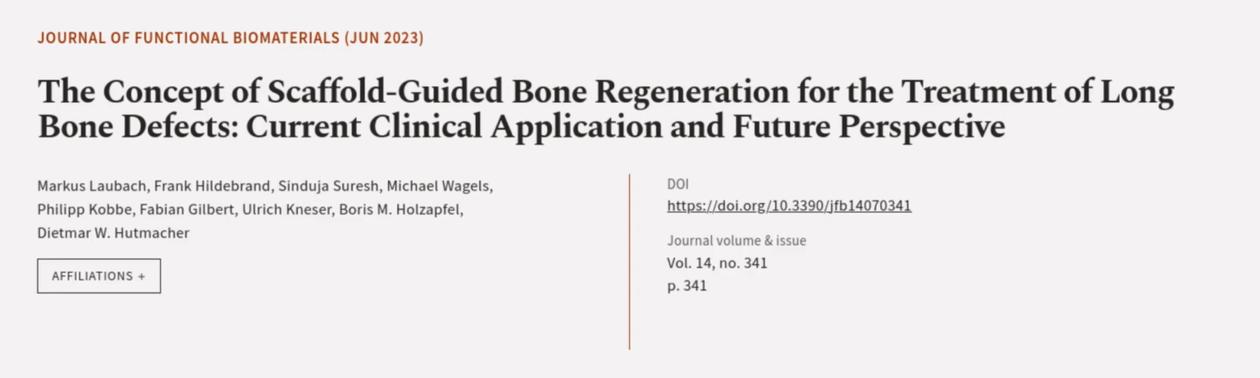This article was authored by Markus Laubach, Frank Hildebrand, Sinduja Suresh, and others.